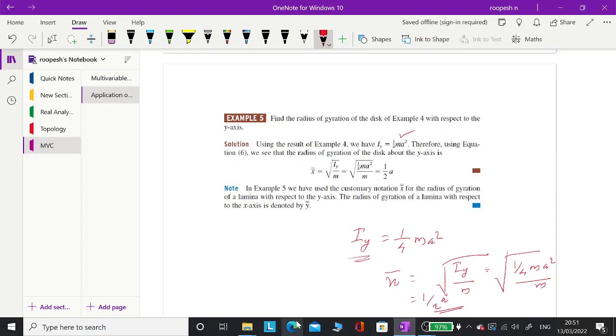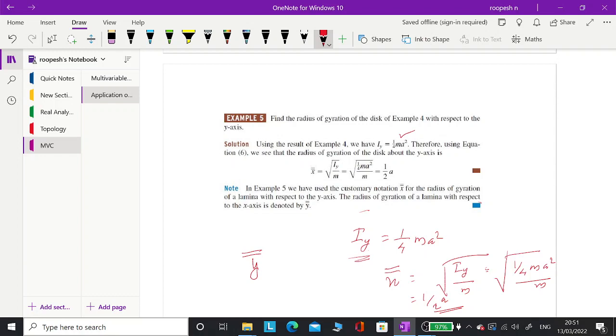Now in example 5, we have used the customary notation x double bar. So we are using x double bar for the radius of gyration of the lamina with respect to the y-axis, and if we want to find the radius of gyration of the lamina with respect to the x-axis, we can use the notation y double bar.